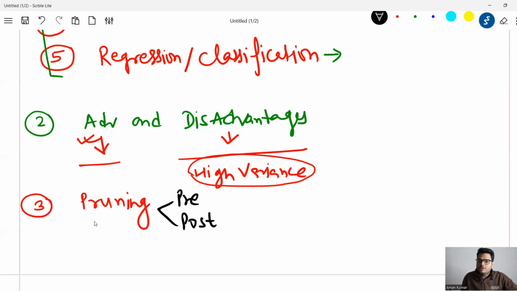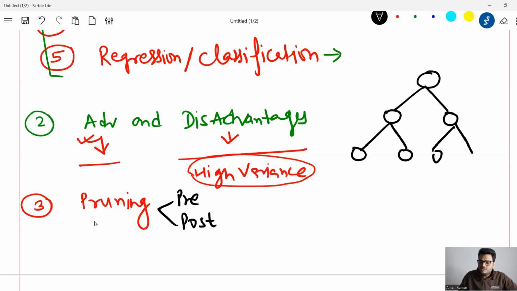Pruning of decision tree means how do you control the level of the decision tree, or how much the tree grows, or how do you cut the tree? For example, I'm drawing the tree here. How do you decide where to cut the tree? So there are multiple ways in which we prune the tree.